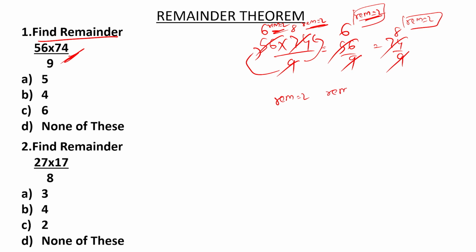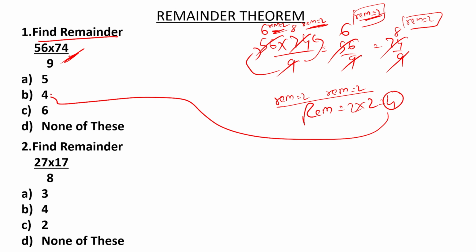Both remainders are 2. All you need to do to get the final remainder is multiply these two. 2 into 2, we get 4. 4 is our remainder, 4 is our answer. That's it. That's how you do it. I hope you understand how I did the sum.